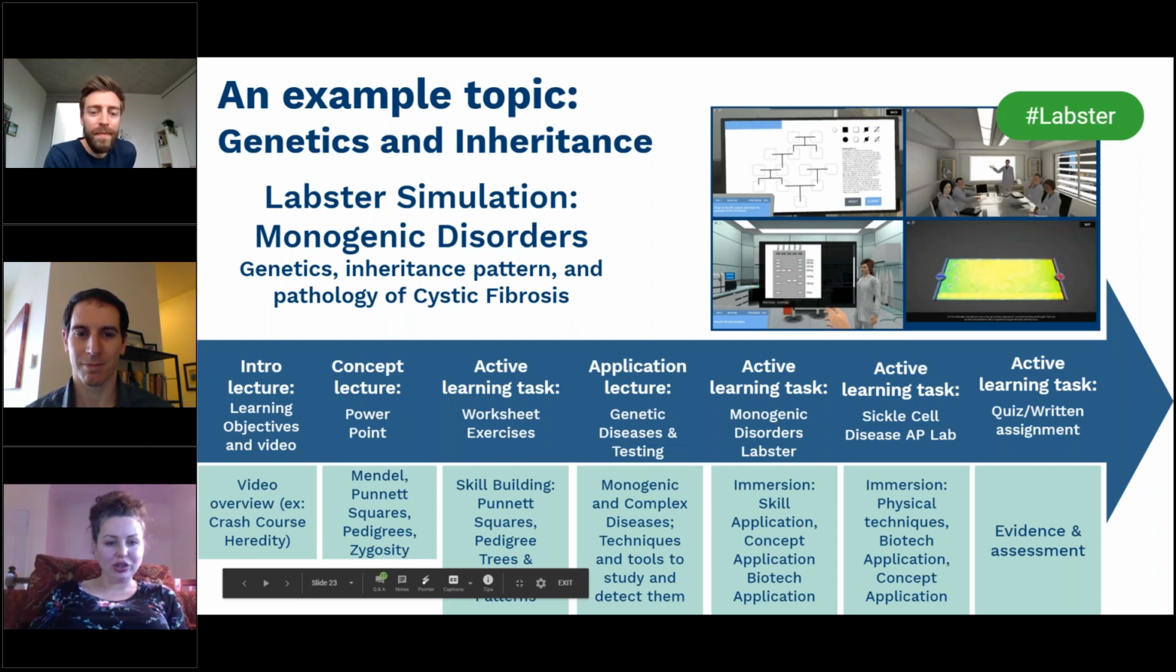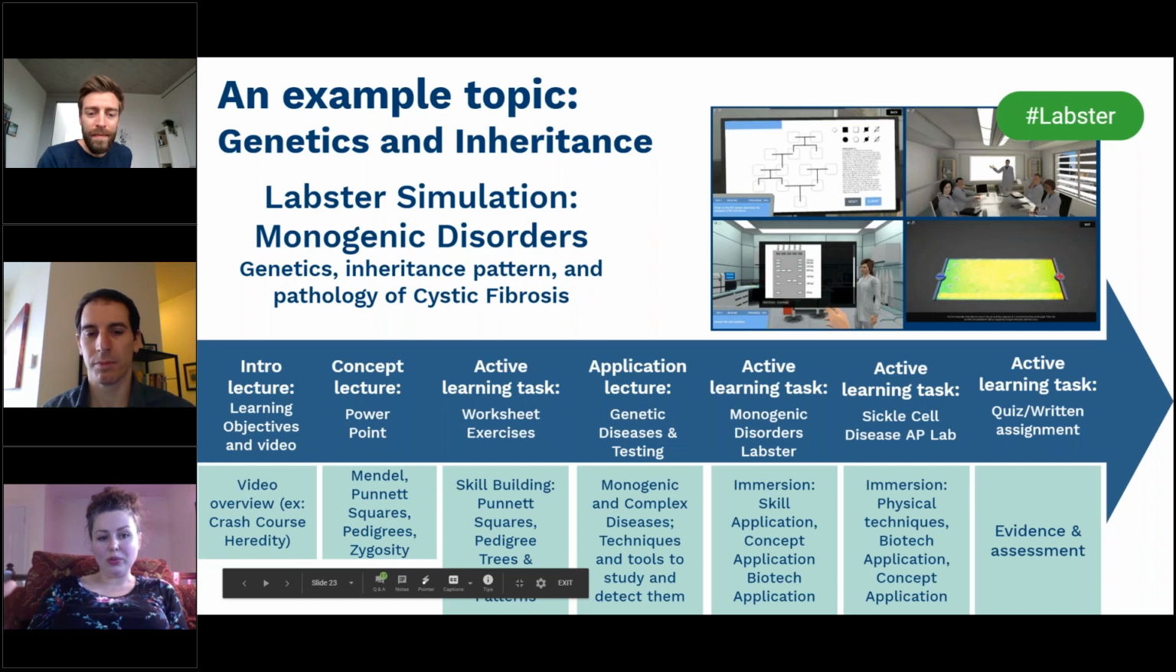And so once they get some of these basic techniques down, you can go into an application lecture. So, okay, you learn these concepts in genetics. Well, how are they applied in real life? Why do we care, right? So you can go into genetic diseases and how they're inherited, and also how they're tested in the modern world. So how do people find out about their genetic diseases? You can even incorporate into your lectures other big ideas from the AP, where you can incorporate, for instance, evolution. So when we talked about monogenic disorders like sickle cell disease, we talked about the evolutionary advantage of heterozygosity, connecting those concepts together.